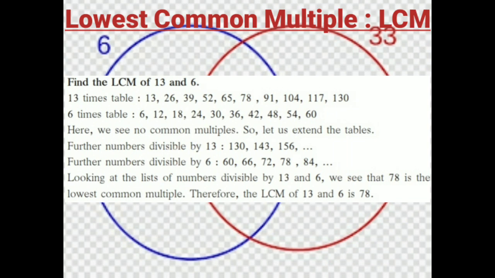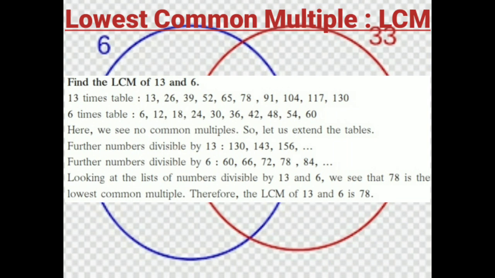When we write the tables of 13 and 6 up to 10 times, we realize there is not a single common multiple between the numbers 13 and 6 up to here. So then what do we do? We have to find the multiples of 13 and 6 further. When we find the multiples up to 15 times, we get one common multiple between them, that is 78. Since that's the first common multiple between 13 and 6, it will also be the lowest common multiple. Therefore, we can conclude that the LCM of 13 and 6 is 78.